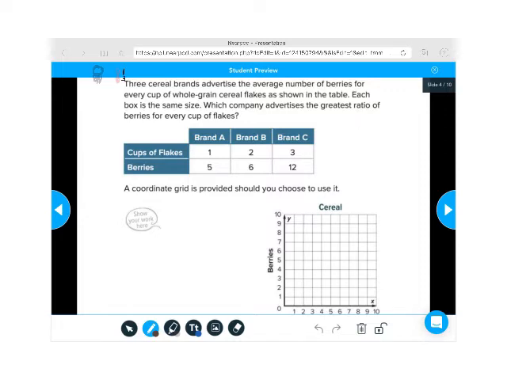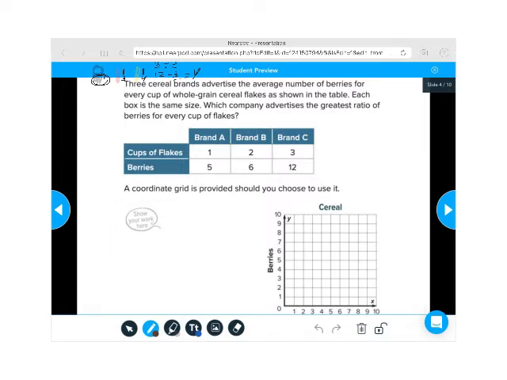And then I want to compare my brand C right here. And again, I want to make the 3 into a 1. 3 divided by 3 is 1. Whatever I do to one ratio, I need to do the other one. So 12 divided by 3 equals 4. So this becomes 4. And the biggest is brand A.